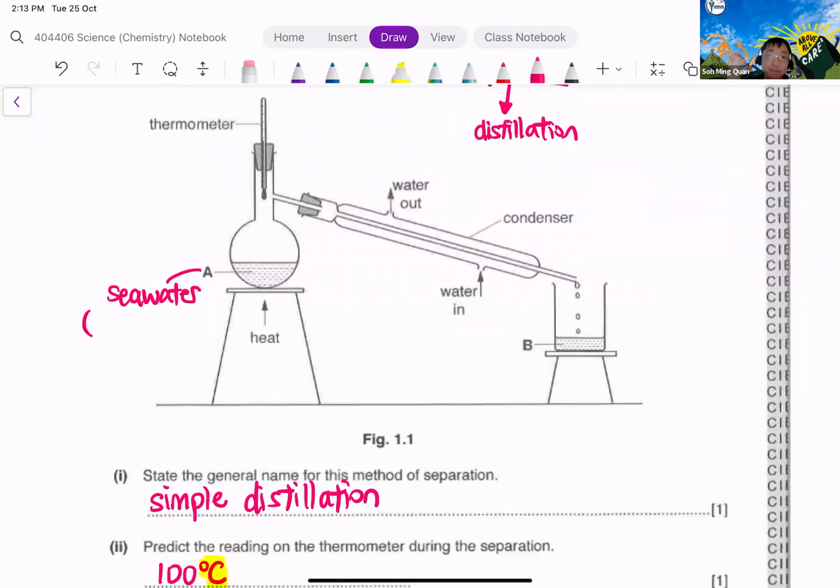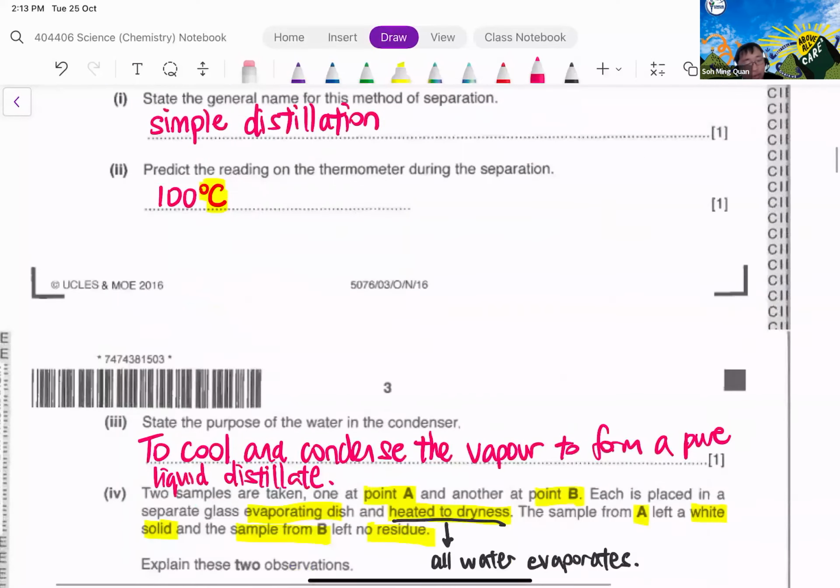Seawater contains what? Obviously contains water, but it also contains sodium chloride, right? Seawater is basically salt water. It will contain water and sodium chloride. So what happens when you evaporate this to dryness? The water is gone, leaving behind sodium chloride as a white solid, right? So that explains part of the observation already. That's 1 mark already, right?